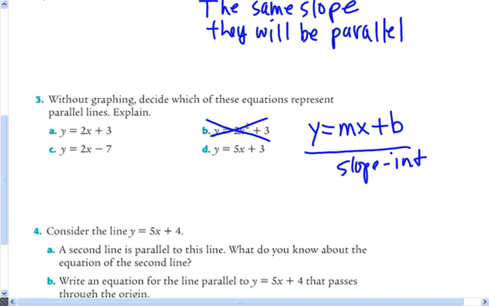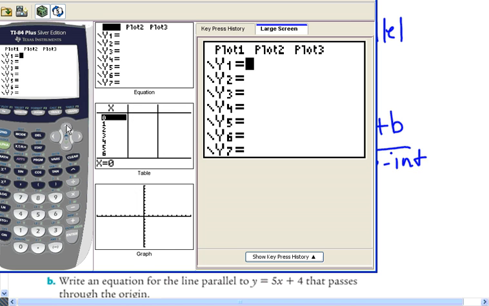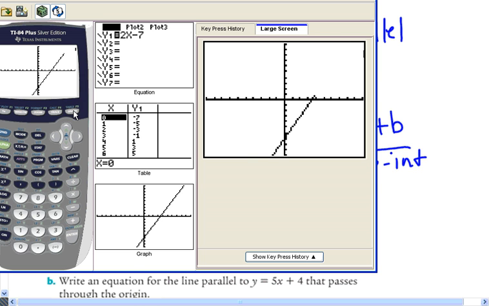Now, we think that A and C will represent parallel lines because they both have the same coefficient. And the coefficient is what determines the slope on the graph. So since they both have the coefficient of 2, we think they're going to be parallel. We can certainly check that on the graph if we're not totally convinced. So we can put 2x minus 7 and 2x plus 3 and graph them. And we should see that they're parallel, and they are.